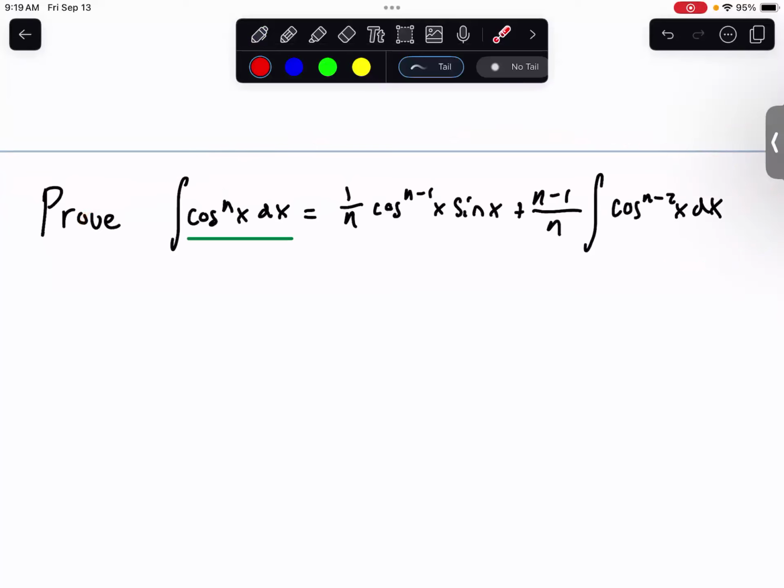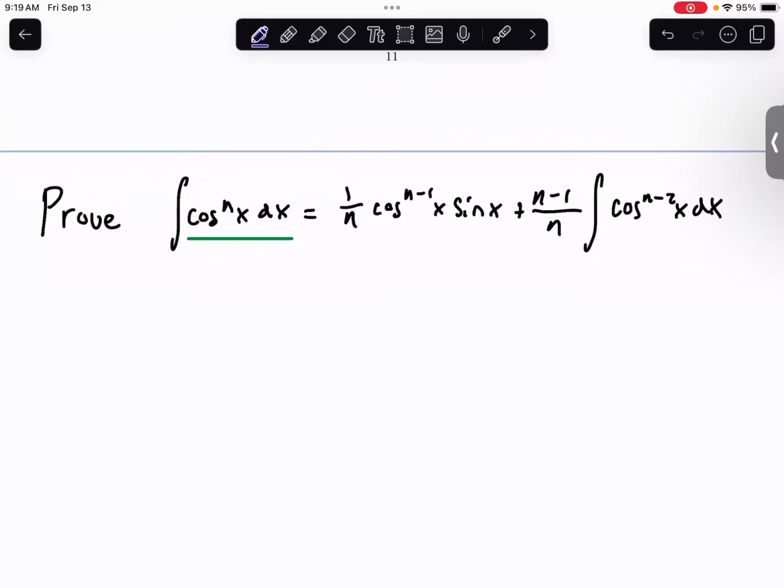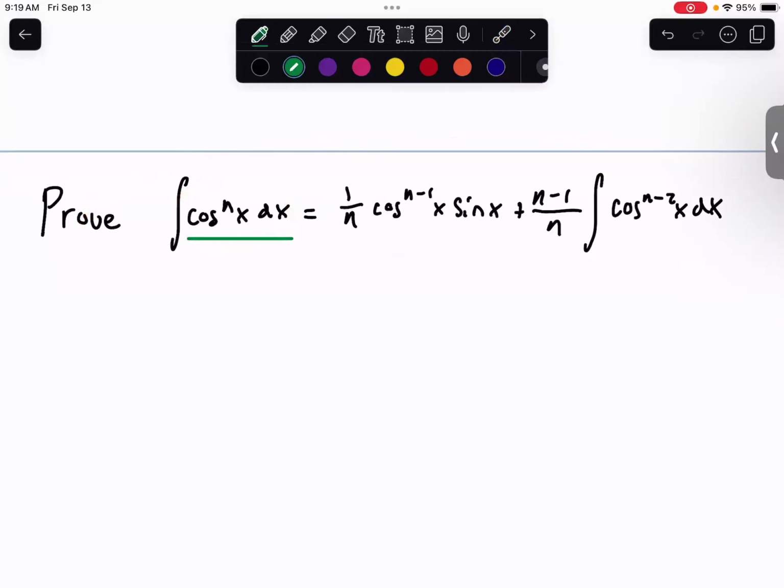We have the integral of the nth power of cosine of x, and we want to show that it ends up being equal to this thing right here. Okay, the first step here, does anyone see what the first step is going to be, or how we can rewrite this? Go ahead. You can rewrite it as the integral of cosine to the n minus 1 of x times cosine x dx. Yeah, you can do that.